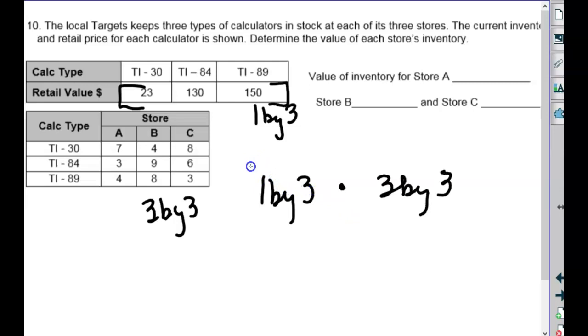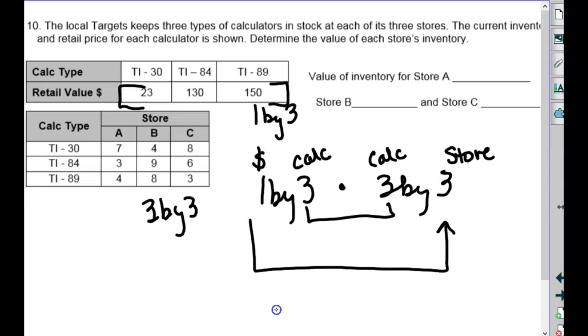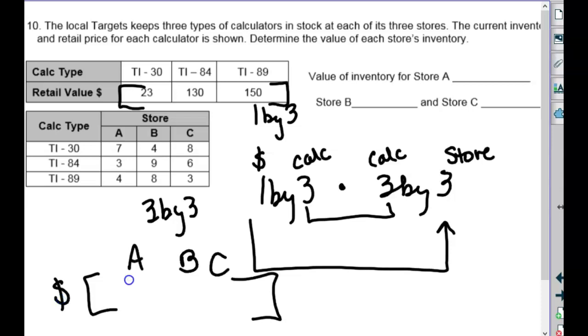The 1 is what? The row is the money. And the 3 on this one was the kind of calculator. And the 3 on this one is the 3 rows, and that is the calculators. And this 3 is the... So if we do this, these have to be the same, and they are. We will end up with a what? Yes, a 1 by 3 matrix that's going to tell us across the money and then store A, B, and C. All right, are we ready?